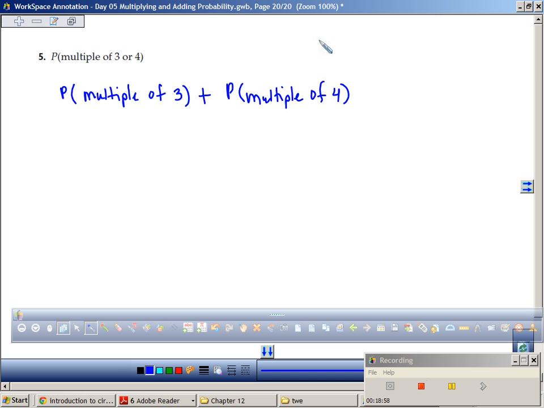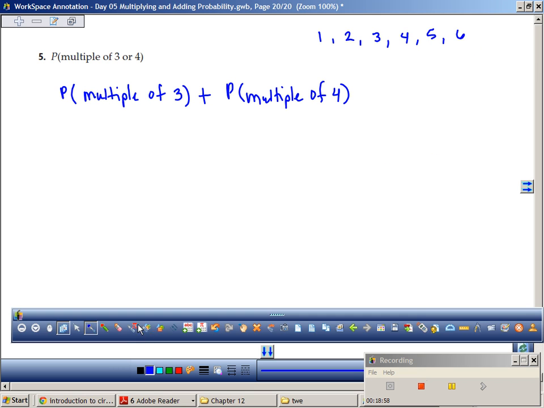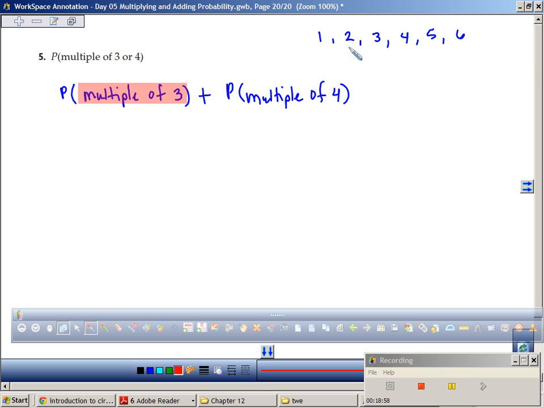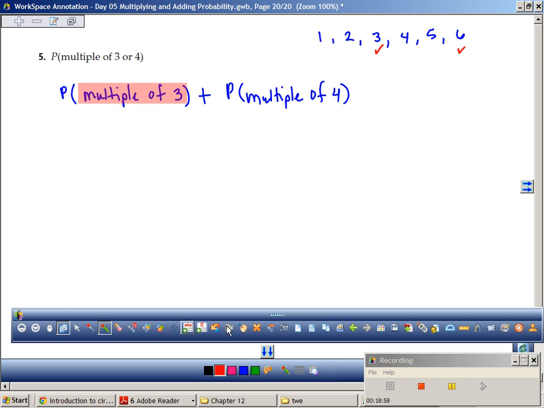Alright, so on a die, 1, 2, 3, 4, 5, 6, we have to ask ourselves, do this in 2 different colors. A multiple of 3 is going to have red checks. So is 1 a multiple of 3? No. 2? No. 3? Yes. 4? No. 5? No. 6? Yes. And a multiple of 4, I'm going to do in green.